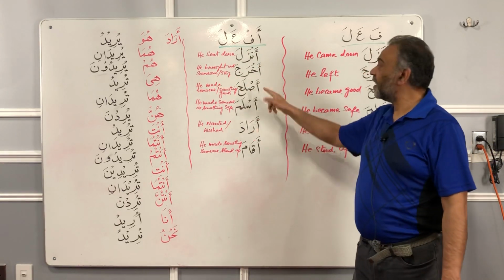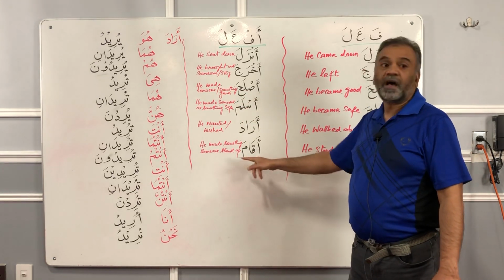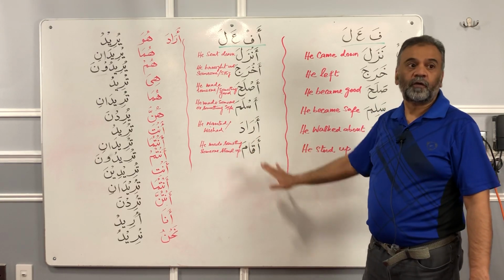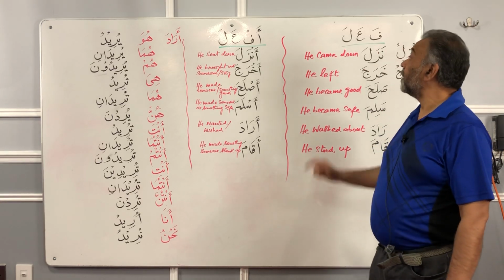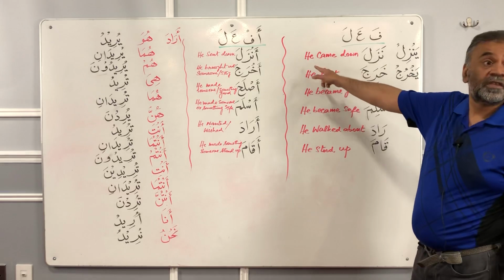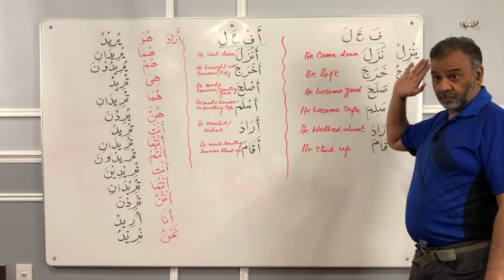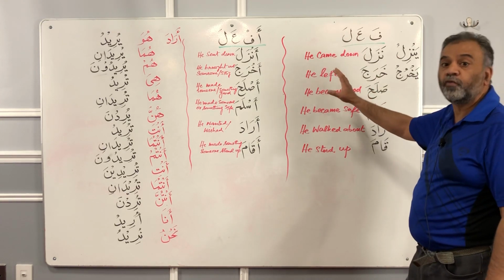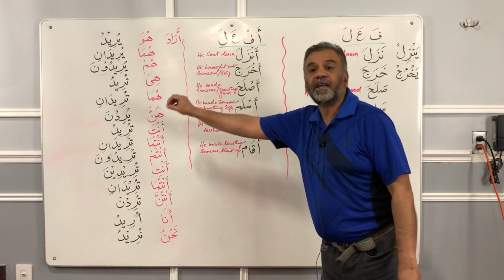Akhraja, aslaha, aslama, arada, aqama. Now I'll explain what this is. Okay, so this is form 4 as well. What is the meaning now? Nazala means he came down. But when the 3-letter sound verb moves into form 4, the meaning is he sent down.